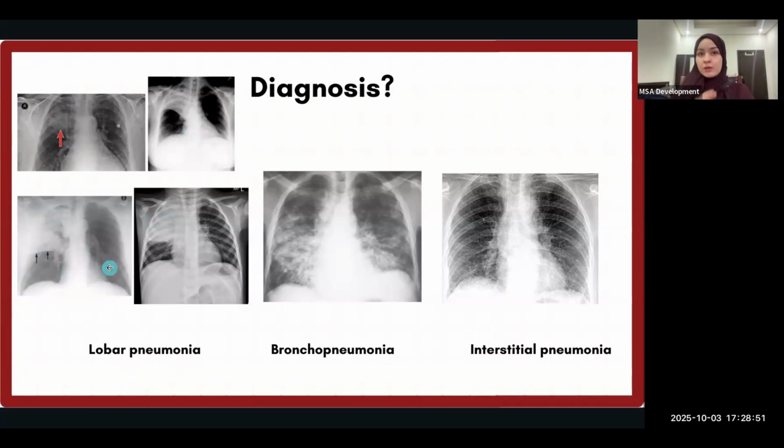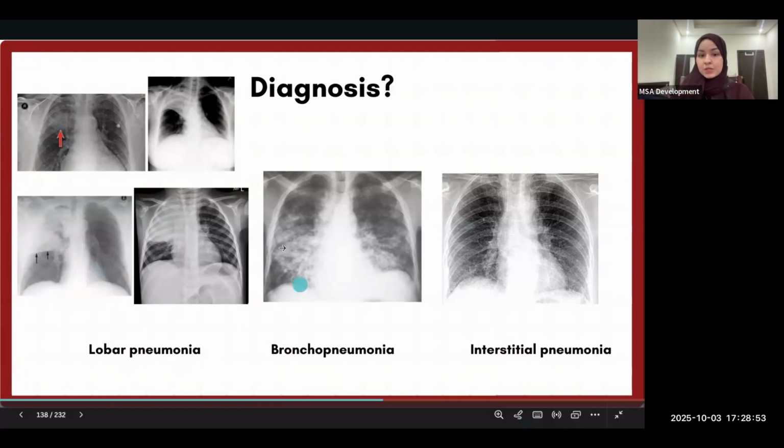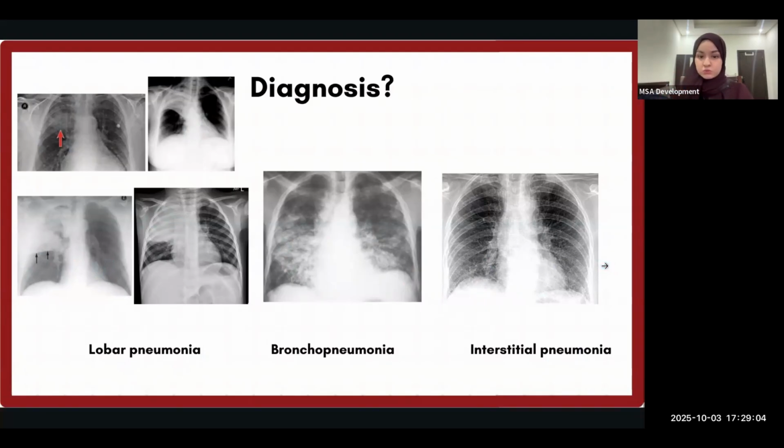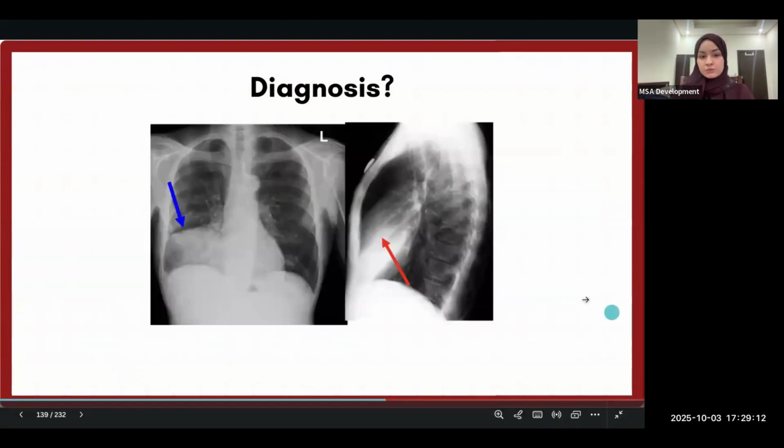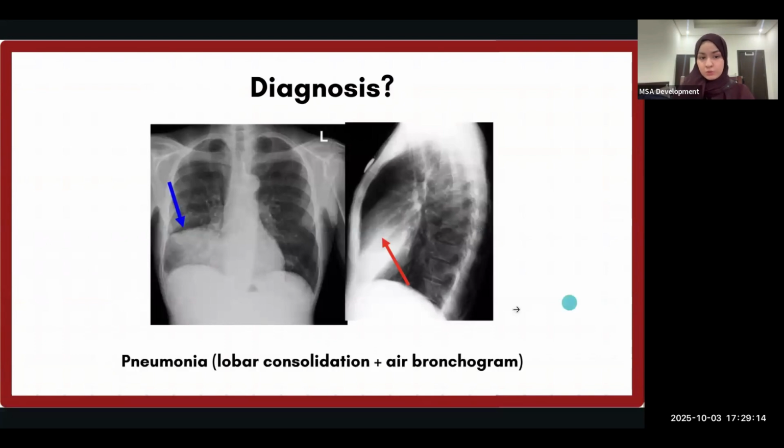Bronchopneumonia is more patchy, so you see patches around the lungs. And then interstitial is just everywhere, so it's diffuse, basically. Bronchopneumonia is more patchy. Lobar pneumonia is localized. And then here again, this is pneumonia again, lobar consolidation.